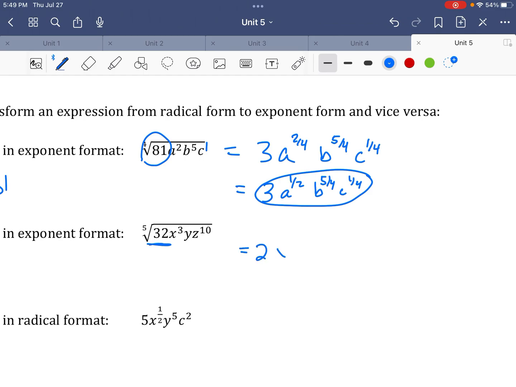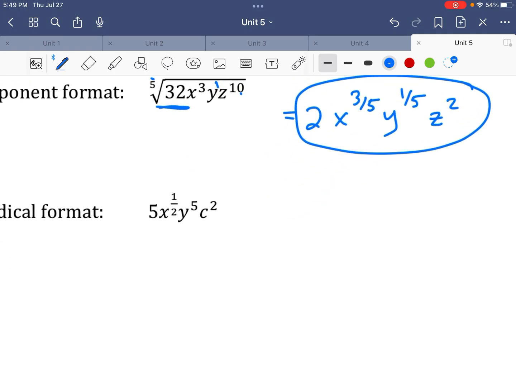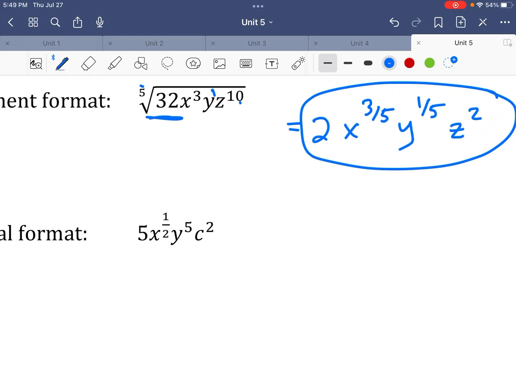Here, the fifth root of 32 is 2. I have x to the 3/5. Remember, power over root. My y has a 1, so it's going to be 1 over 5. And my z is going to be 10 over 5. Well, 10 over 5 is 2. All right, so now here somebody wants me to write this in radical form. It's already been reduced, and it's in exponent form.